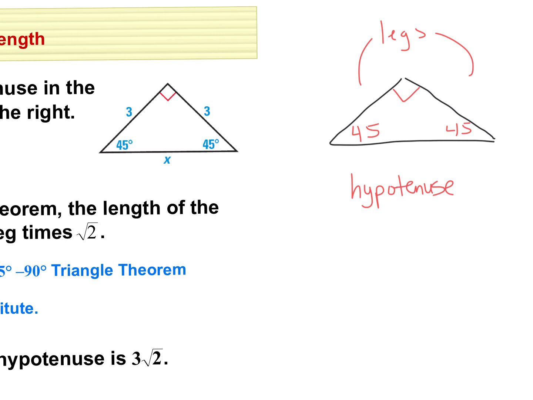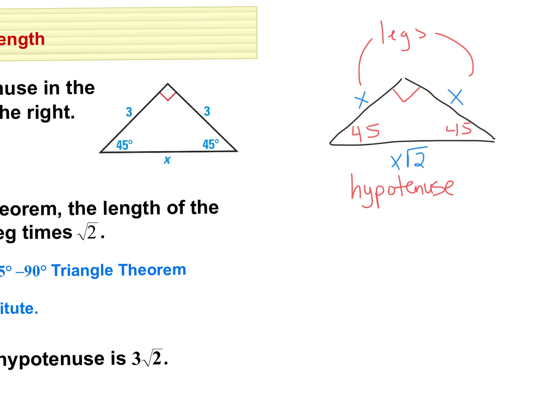With 45, 45, 90 triangles, the legs are the exact same. So I'm just going to put an X there. If this side length was 3, what would this side length be? 3. Also 3. Now to get to the hypotenuse, it's going to be X times the square root of 2. So here I have 3 as my legs, and we're trying to get to the hypotenuse. What's the only difference from my leg to my hypotenuse? That square root of 2, right?